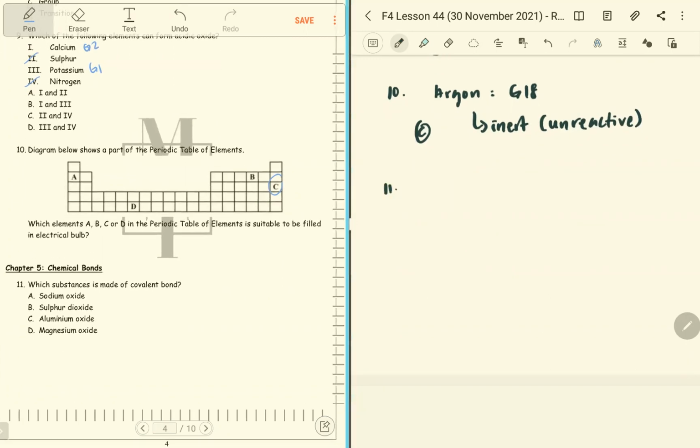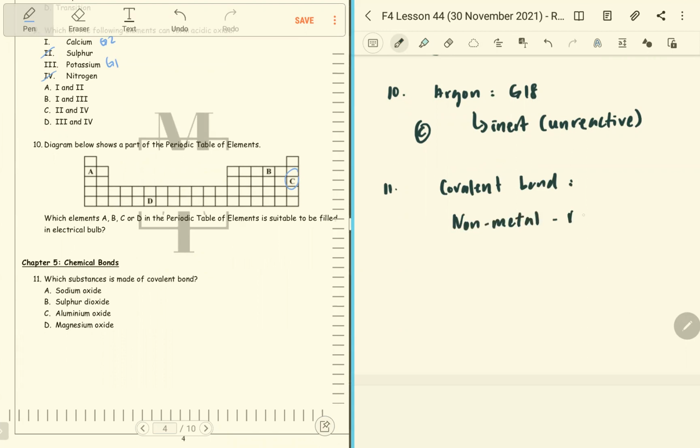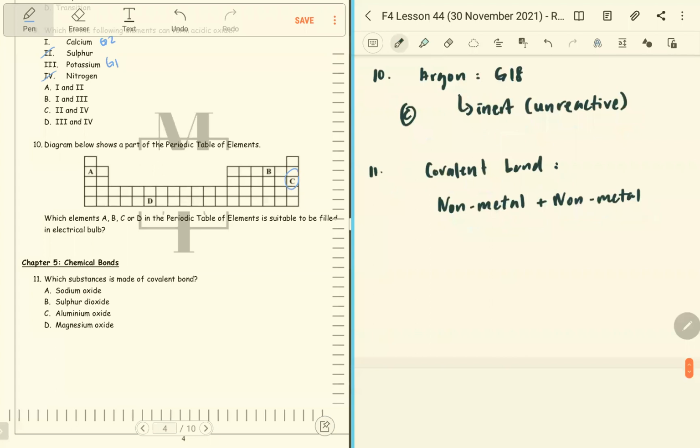11. Which substance is made of covalent bond? We know covalent bond is anything that is made out of non-metal and non-metal. Ionic bond is metal and non-metal. Covalent bond is non-metal and non-metal. Again, non-metal and non-metal. Non-metal is anything in group 14 to 18.